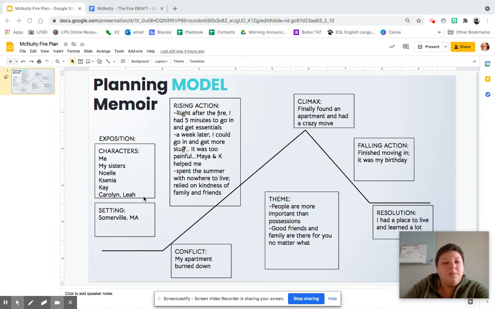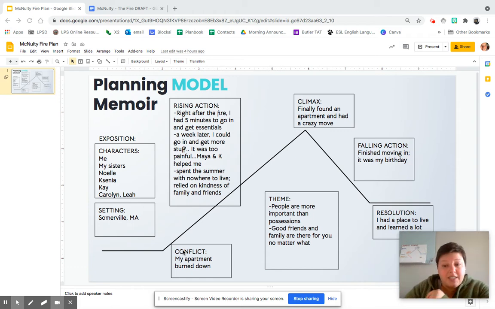So the exposition includes the characters and the setting. That's probably going to come out throughout the text. So I don't need to start at the beginning and say, this is a story that takes place in Somerville. But I do need to show something about where it takes place throughout the memoir.